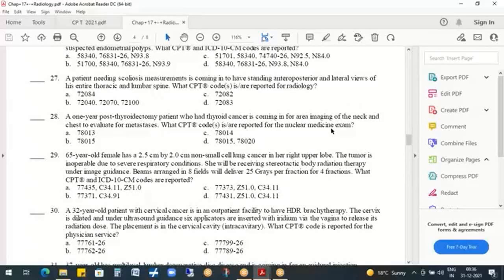And this is all about radiology. We completed 3 sections. One is anesthesia, next one is pathology, third one is radiology.